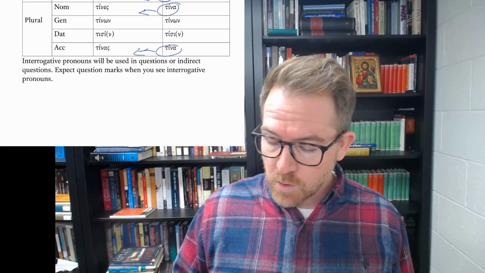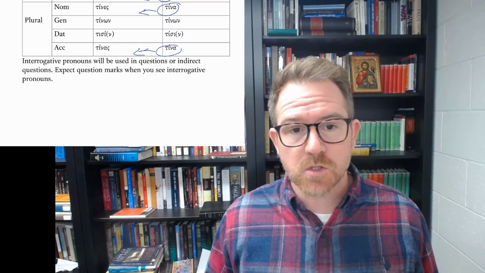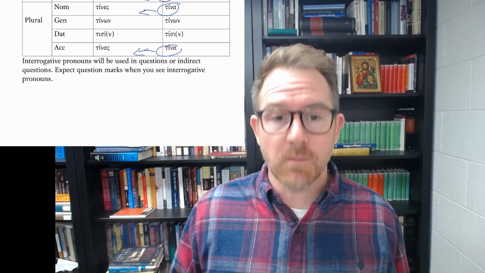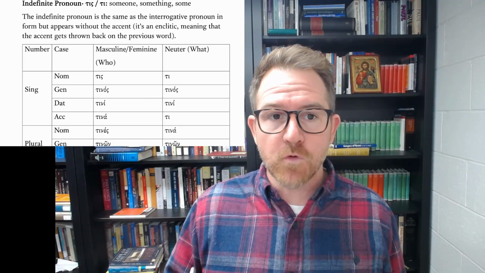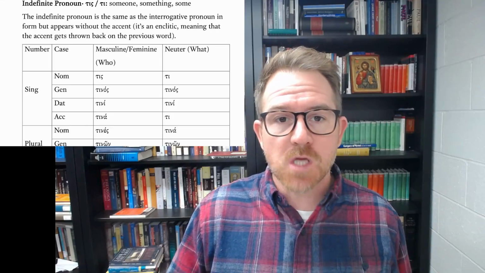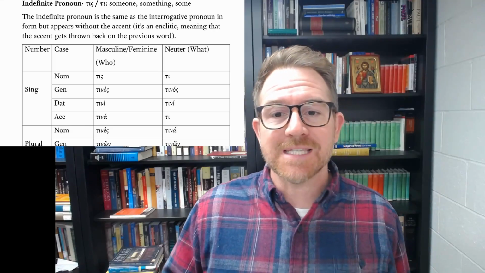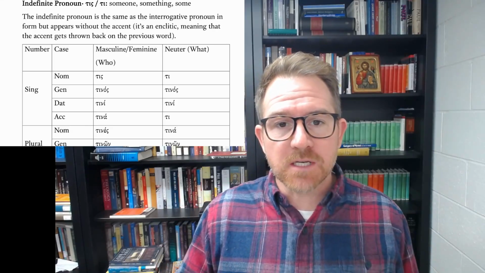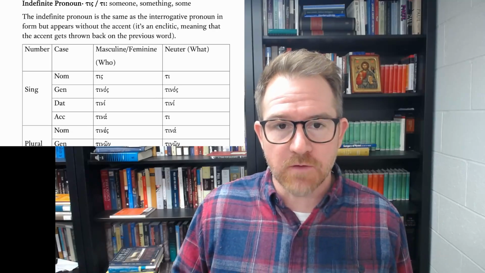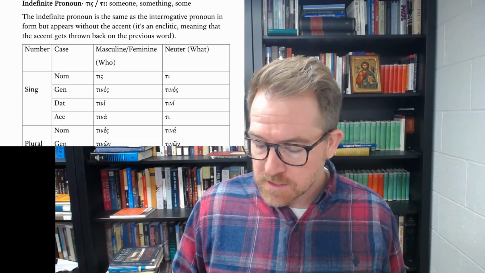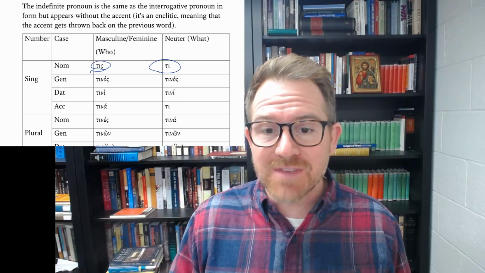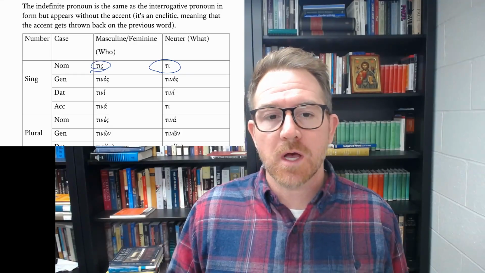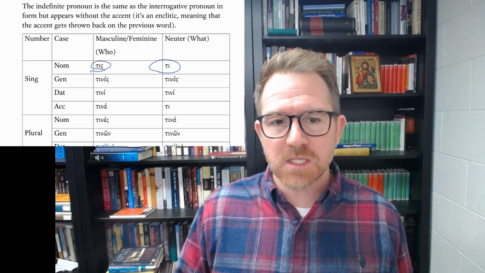They're going to be used in questions or indirect questions, so you'll expect to see question marks when you see interrogative pronouns. Now, what's a little bit confusing about interrogative pronouns is that the form of the indefinite pronouns, someone, something, or some, is exactly the same. The only difference is in the accentuation of these pronouns. So tis and ti are exactly the same, except they don't have the accent marks. So it's sometimes hard to differentiate these two.